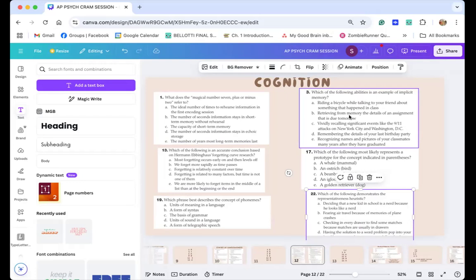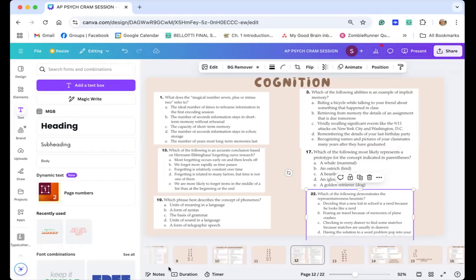And then also number three, what's an example of implicit memory? Implicit memory is like riding a bicycle, right? Because a bicycle is a non-declarative memory. You don't have to declare it to remember how to ride a bicycle. It's also a procedural memory, so that's kind of like implicit memory. Retrieving memory from details of an assignment that's due tomorrow, that's going to be explicit memory because you have to explicitly recall that. Vividly recalling significant events like 9/11, that's going to be flashbulb memory.